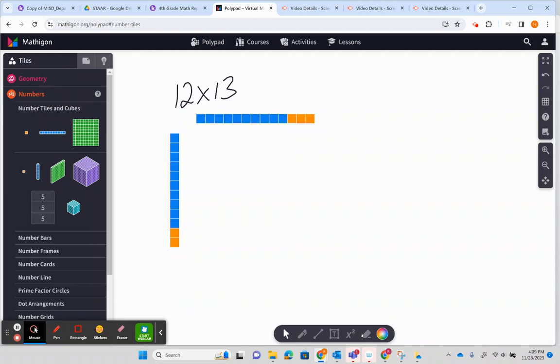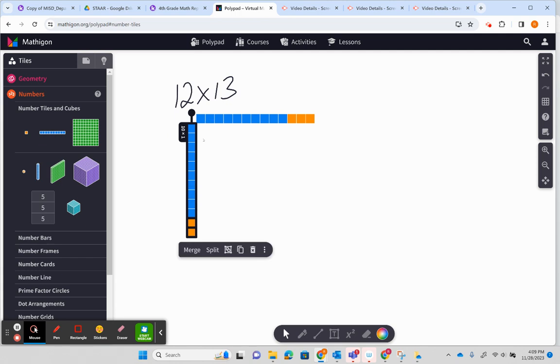Right, for this one, we're going to model 12 times 13 using base 10 blocks. And again, we're going to be using the area model here. So what this really is, is the length of 12. This is a 10 plus a 2 using virtual manipulatives. And you kind of put them in the corner here.